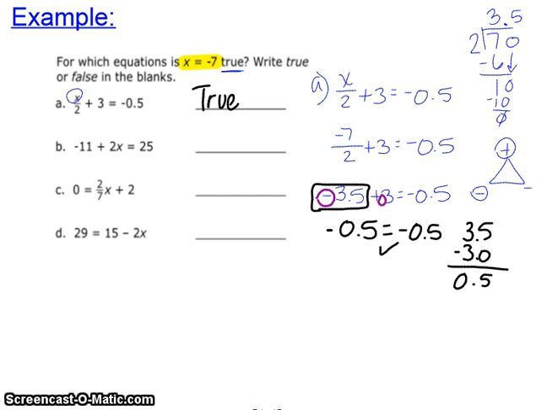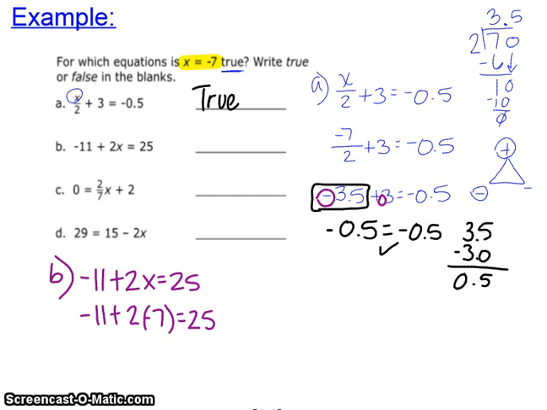So I have letter B. Letter B says negative 11 plus 2x is equal to 25. So I want to do the same thing. I want to plug in that negative 7 into my x. So I have negative 11 plus 2 times negative 7 is equal to 25.